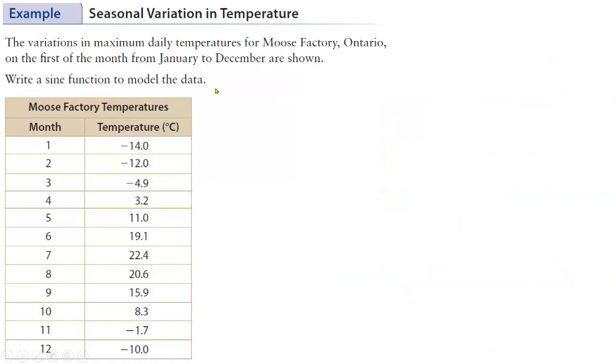All right, let's have a look at another example. Seasonal variation in temperature. The variations in maximum daily temperatures for Moose Factory, Ontario from January to December are shown. Write a sine function to model the data. Again, I'll give you 10 minutes to think about this question, and after that, we'll have a look at the solution together.